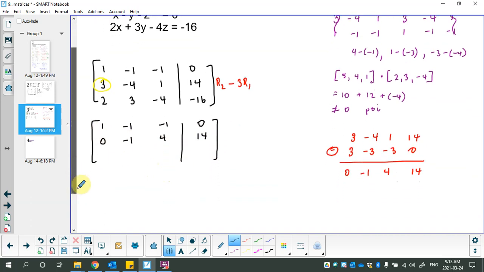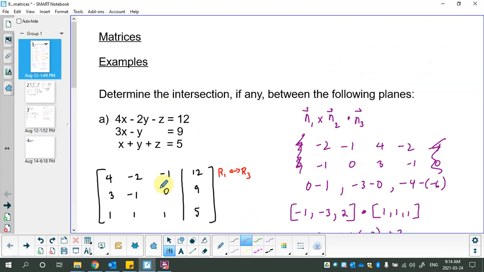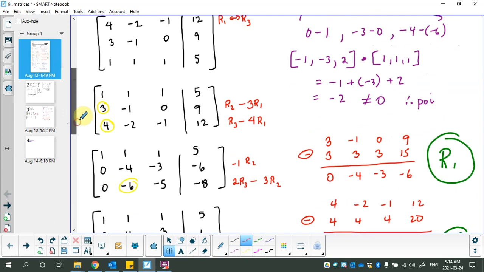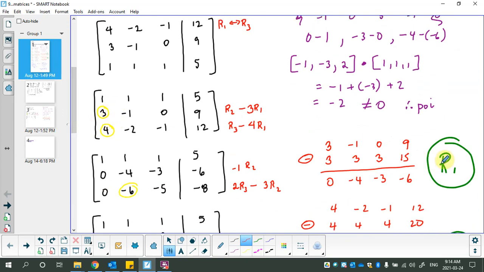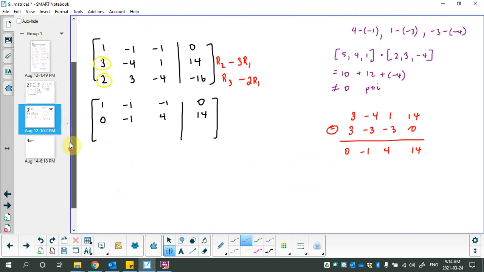So now, same step, I'm going to take row 3, I'm going to double row 1, and I'm going to subtract. So, like I said on the previous slide, all my work to do this stuff is with row 1. I will come back to that. So, here's my scribble work.